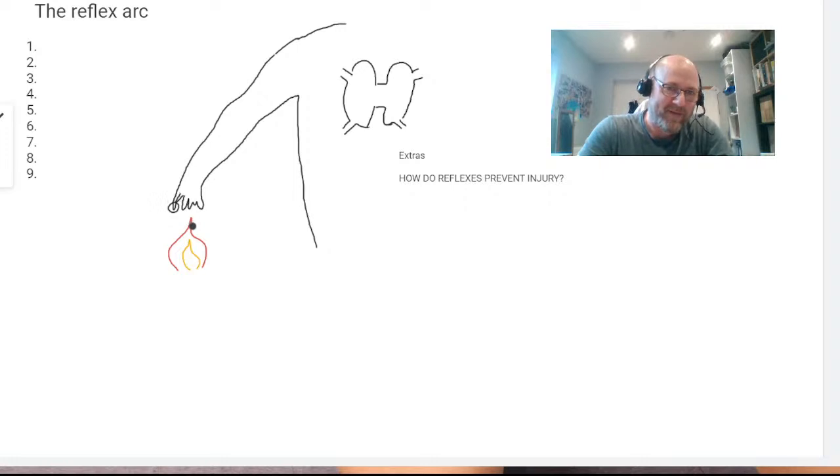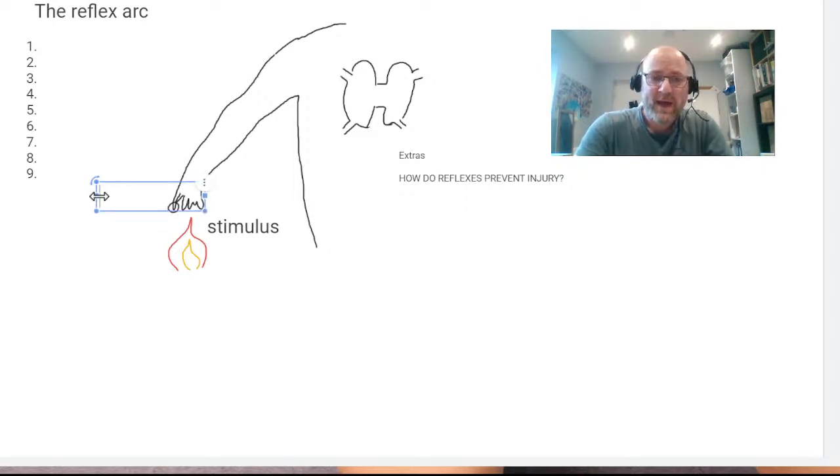We have the stimulus, so let me run through it. The stimulus right here is the heat, the fire. You won't often find that on the mark scheme, funnily enough, but it's the change in the environment, and that is detected by the receptor here.